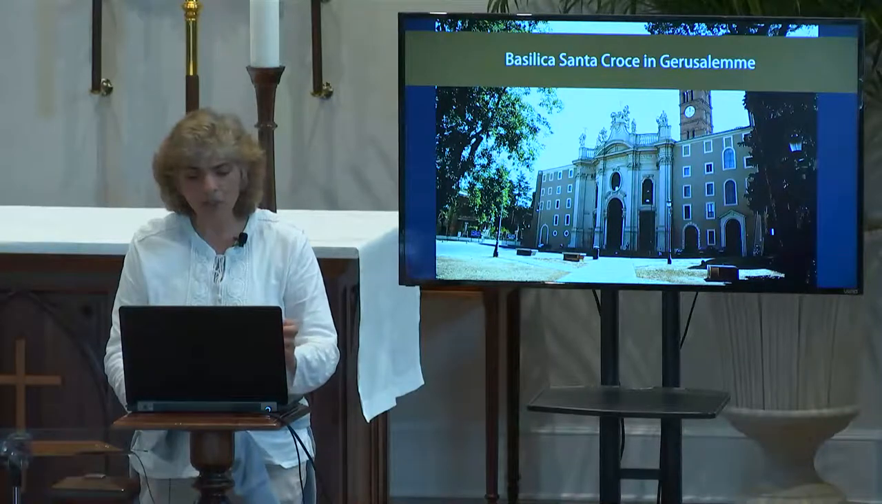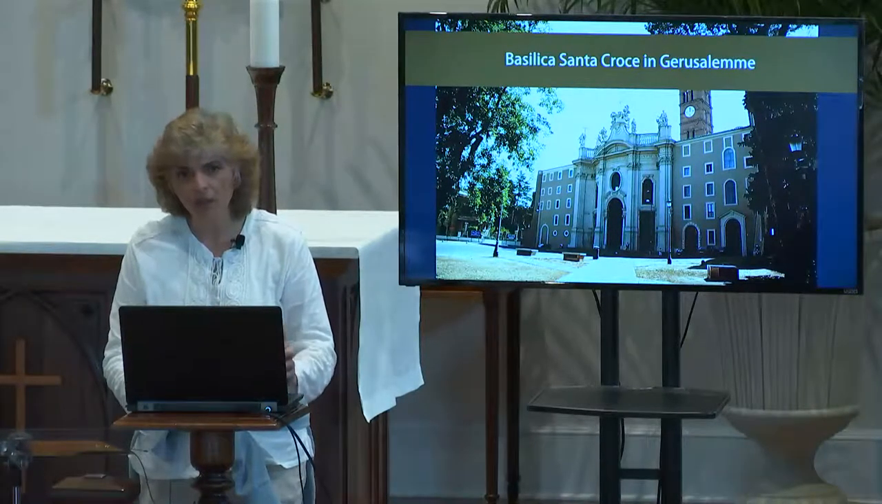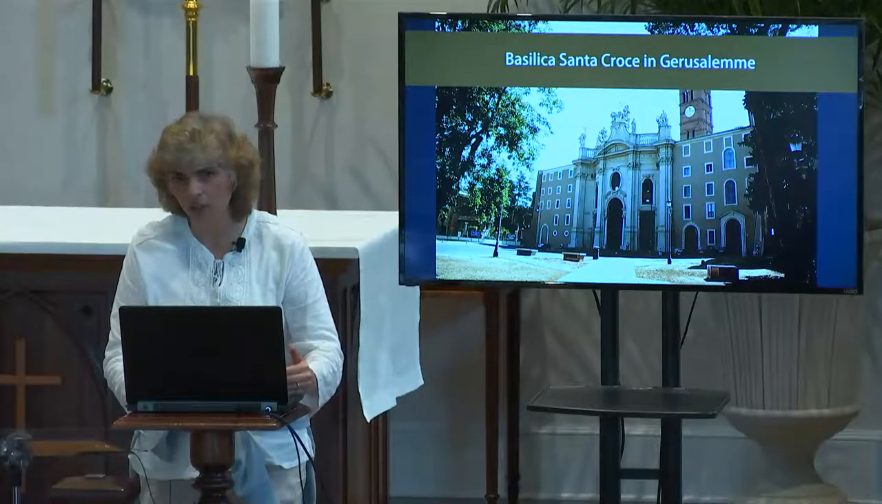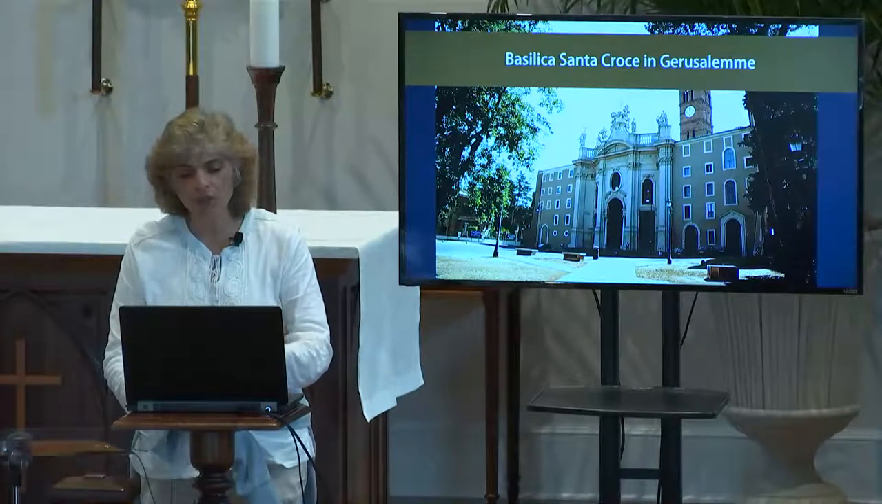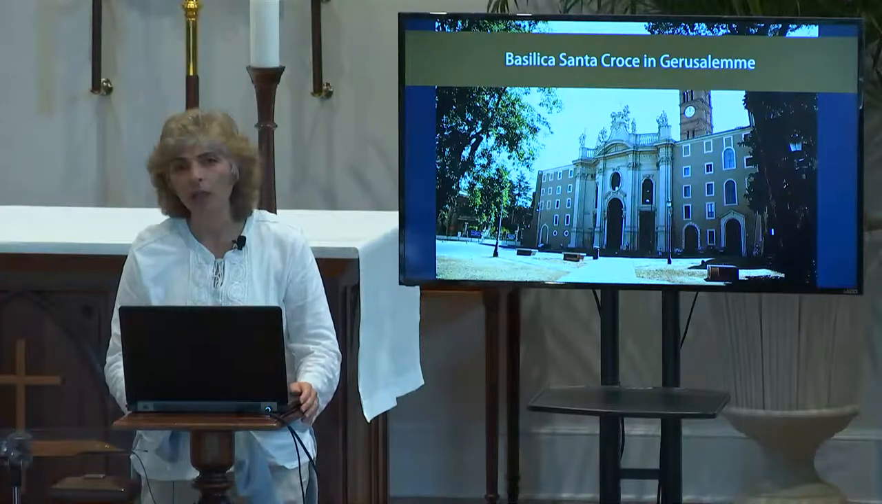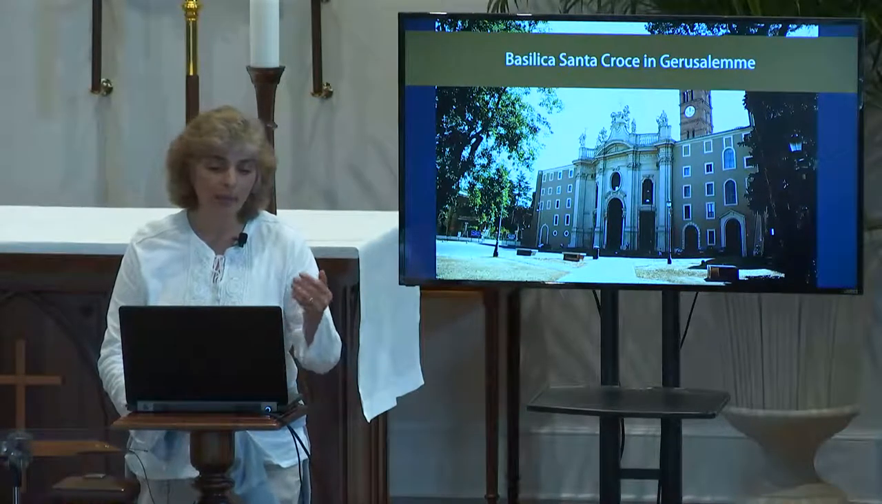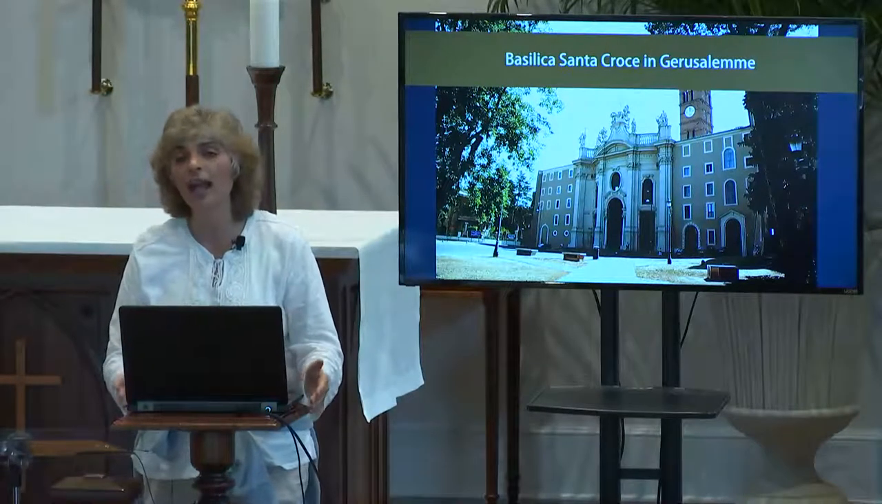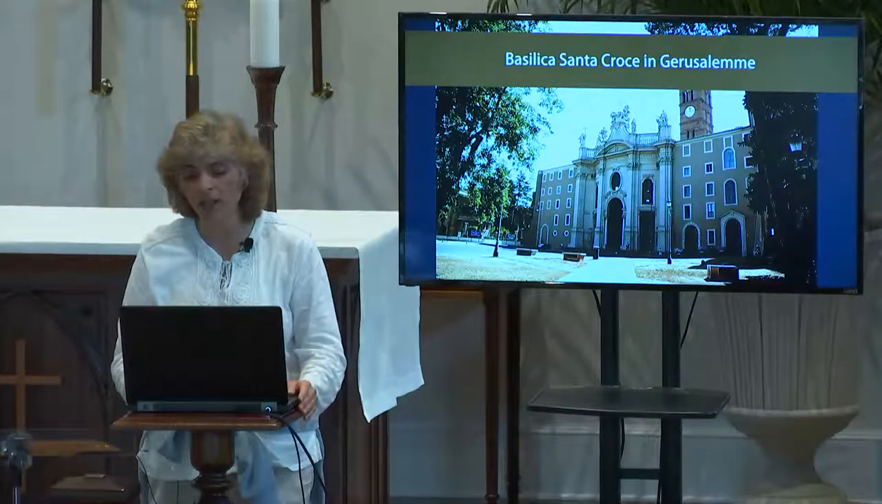And she took back to Rome with her a fragment of that cross, along with other relics associated with the Passion of Christ. And they were incorporated into a chapel within this building as well. So if you go to Rome today and you happen to pop into the Basilica of Santa Croce in Gerusalemme, you can see the chapel that houses relics associated with the Passion of Christ.